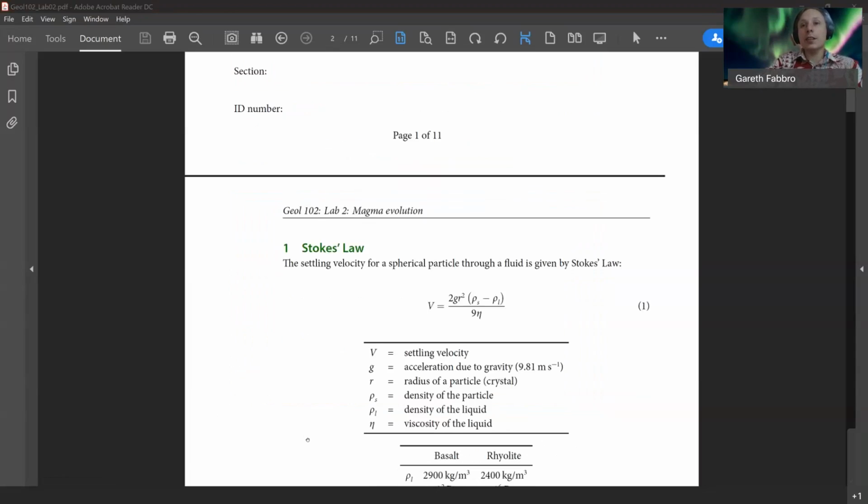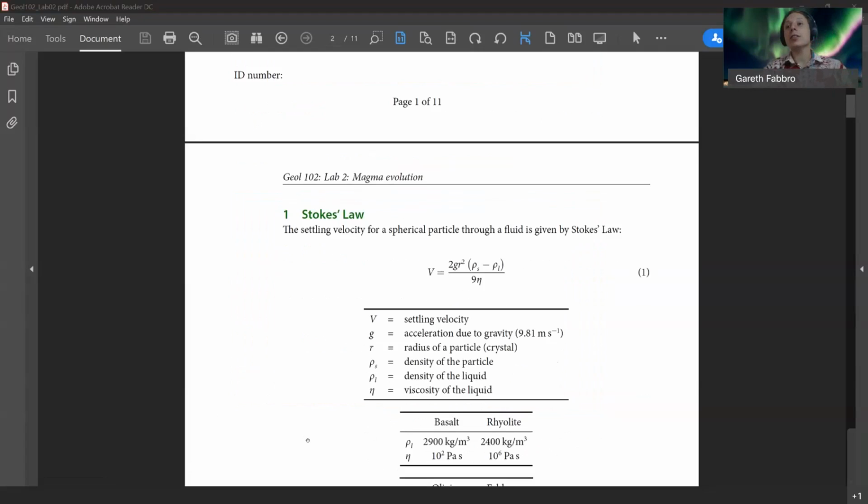So the first part of this is on Stokes' law. So this is the settling velocity, so how fast a crystal will settle or will float. It's not just for crystals. As we'll talk about a bit in the lecture this afternoon, you also get this same equation for particles dropping out of an eruption cloud. So it's a very useful equation.